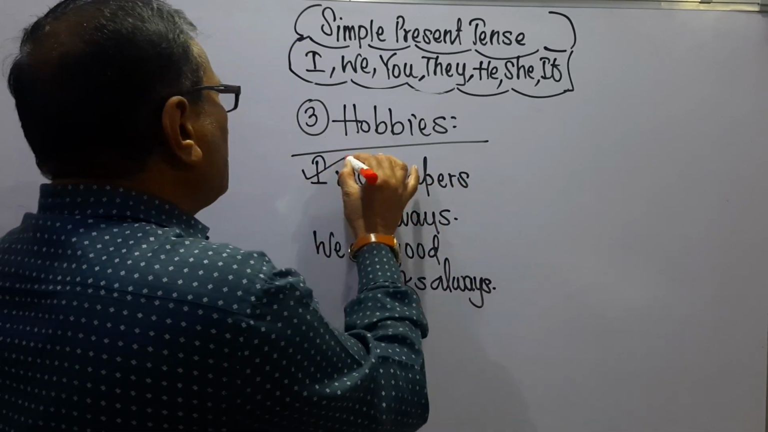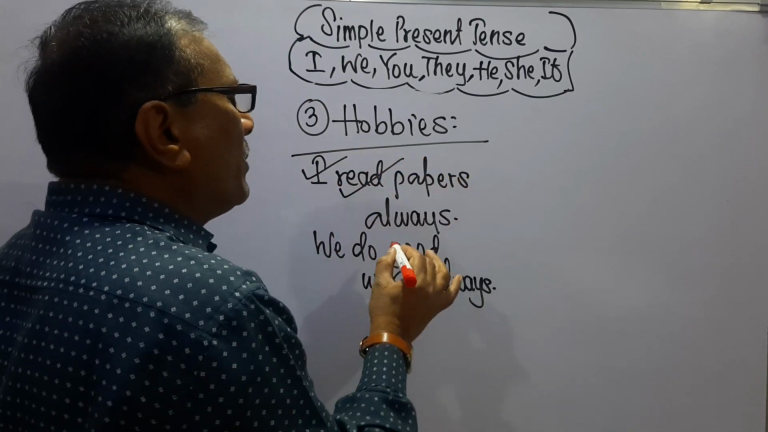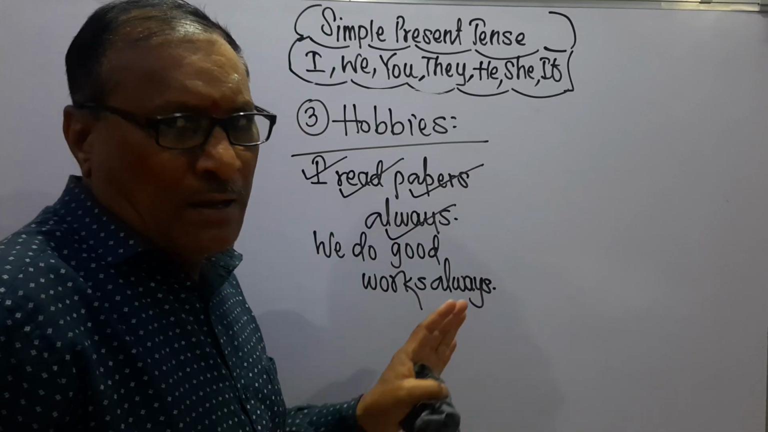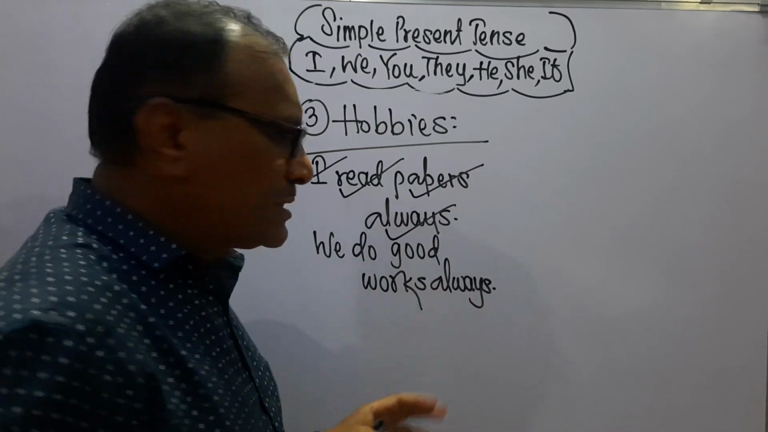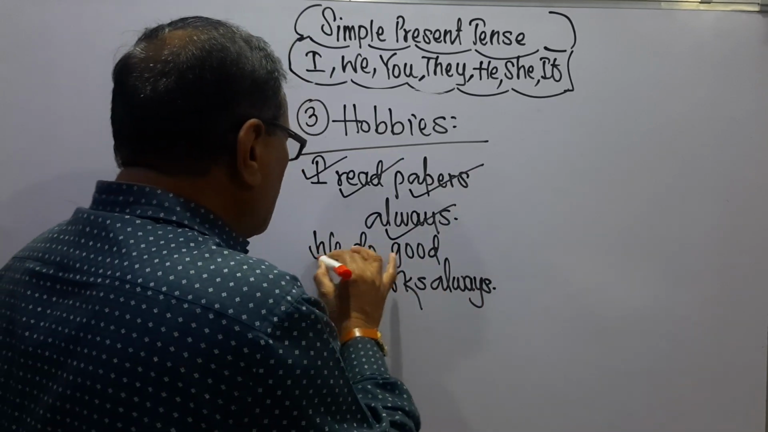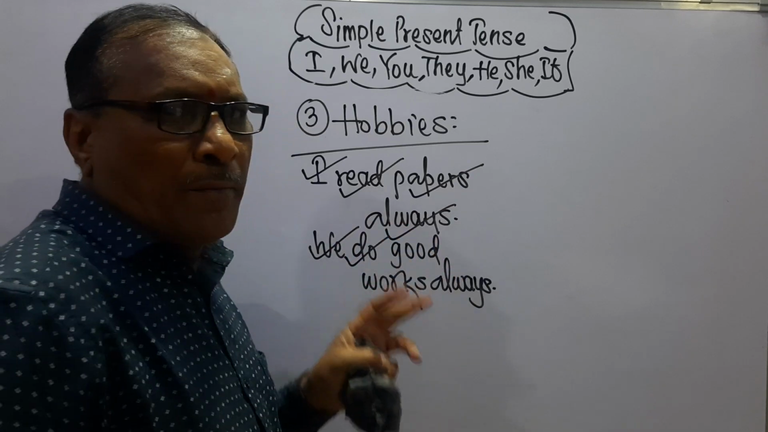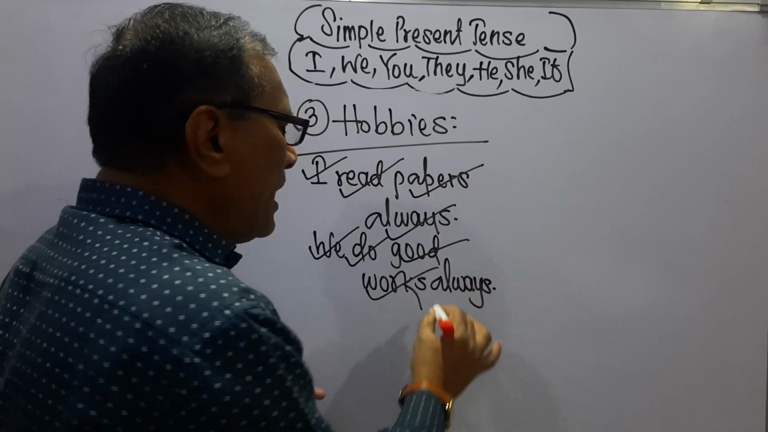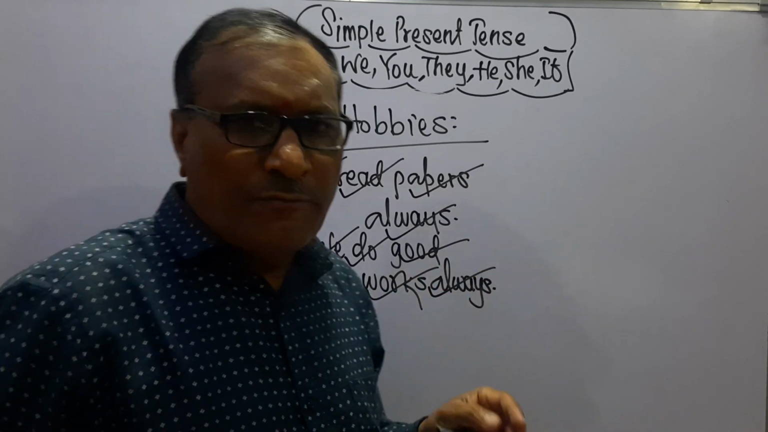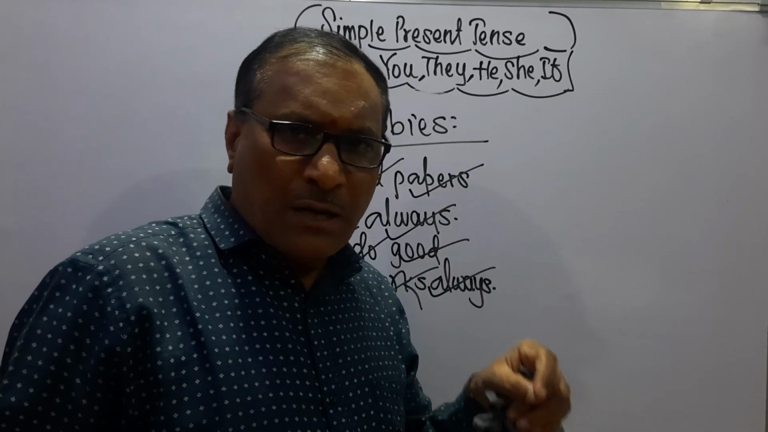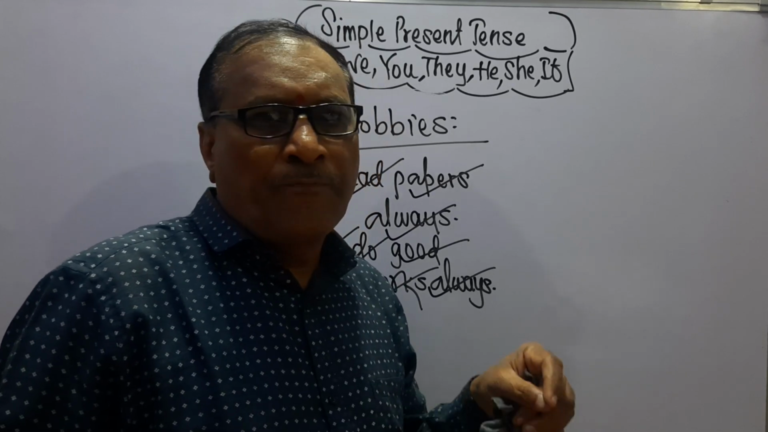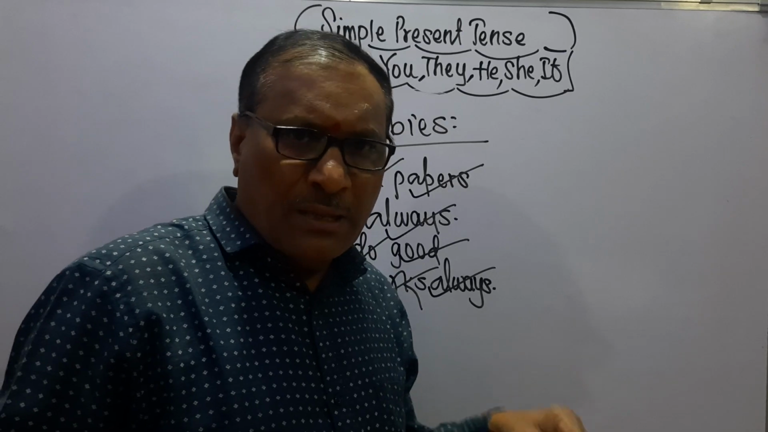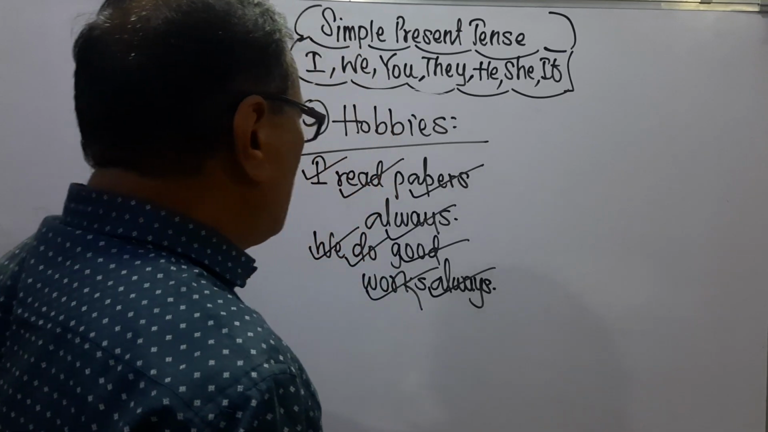So I is the subject, read is the main verb, papers is the object, and always is the complement, or extra word. We is the subject, do is the main verb, good works is the object, and always is the extra word, the extra complement. That is the important thing which I am telling you here.